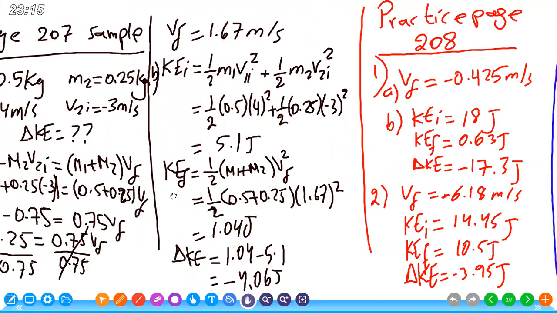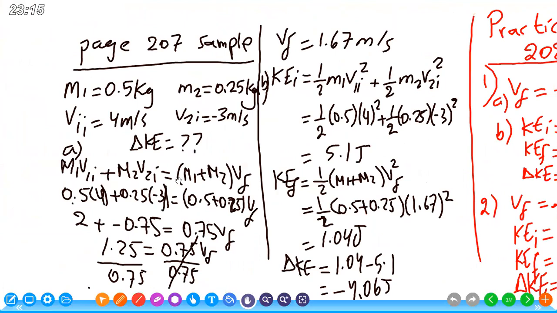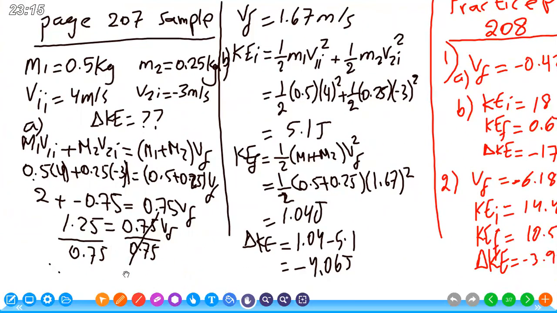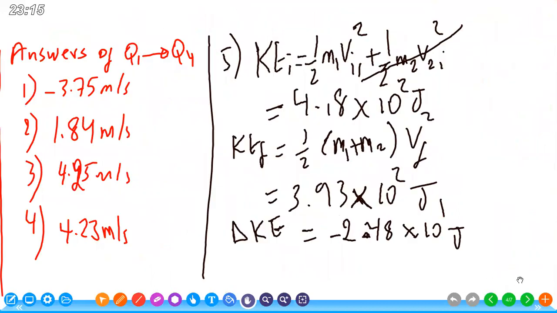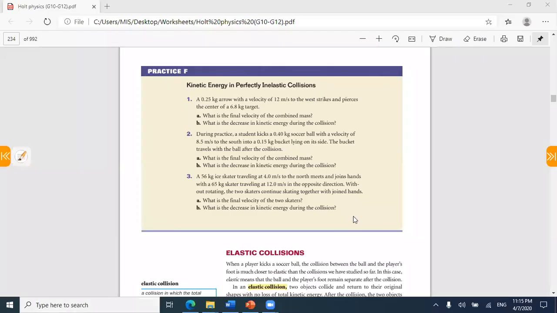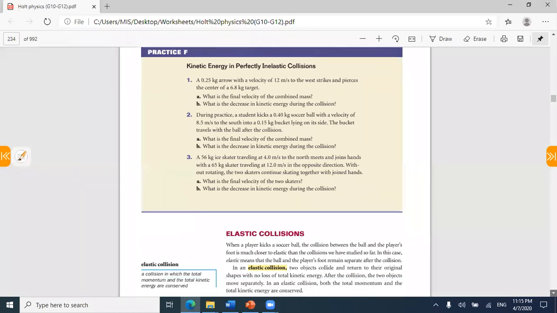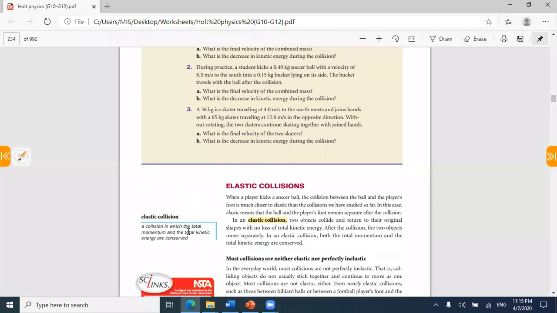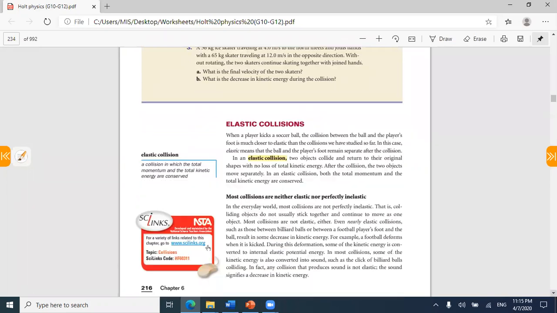Okay, let me continue. Now I will go to elastic collision. For elastic collision, remember, it is a collision in which the total momentum and the total kinetic energy are conserved. We said as if no heat, no sound.